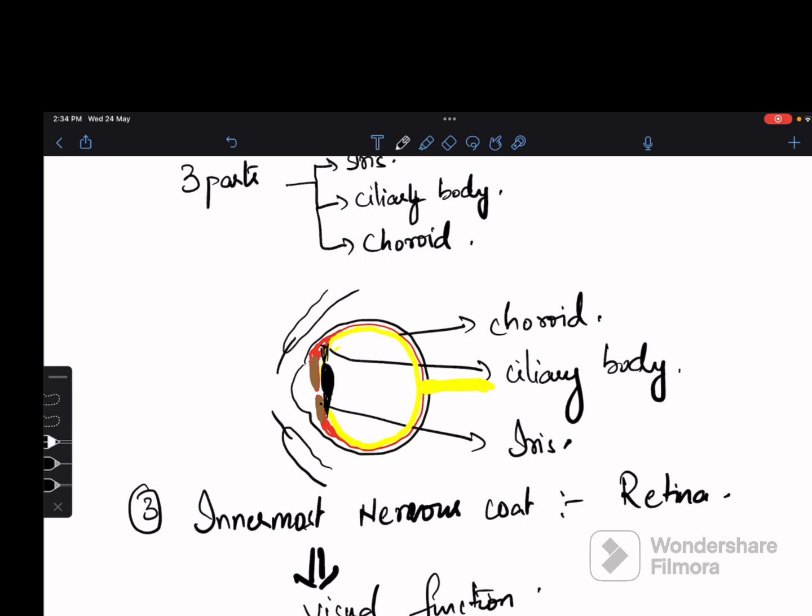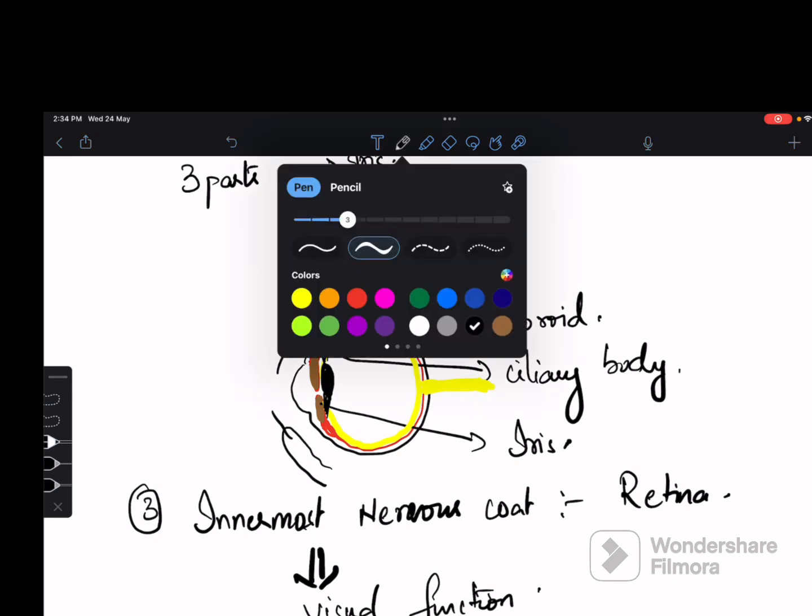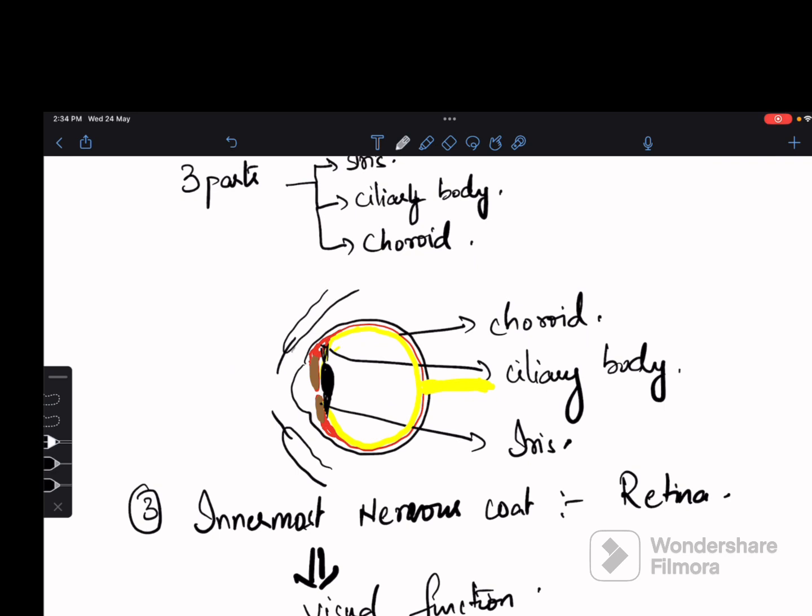Now there is a thin membrane that will line the posterior part of the eyelid and the anterior part of the sclera. Okay, I'll use another color here, from here to here, yes, like this. Then this eyelid's posterior part turns like this, onto the anterior part of the sclera. This is called your conjunctiva.